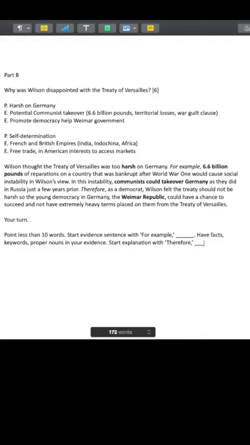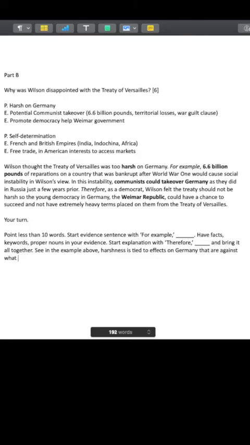And then start your explanation with therefore. Again, there's more connectives you can use. You could say due to this. You can say because of this. But therefore, that's kind of the starter connective to let us know that you are in the explanation section of your essay. Everything's tied together through that point of harshness leading to the disappointment Wilson felt by the Treaty of Versailles.